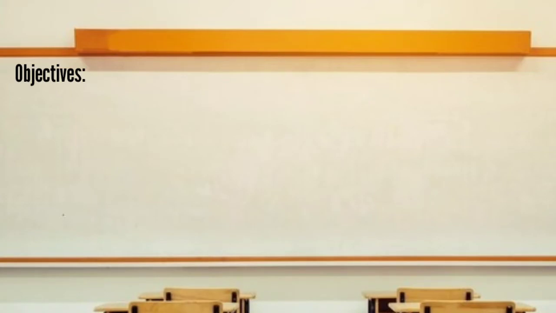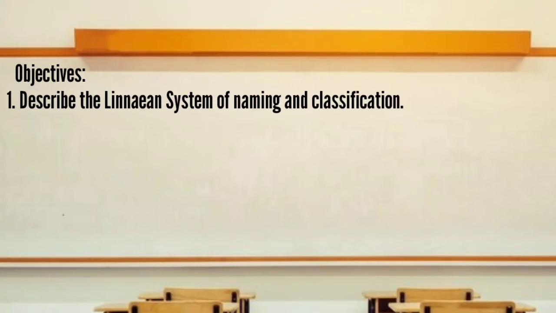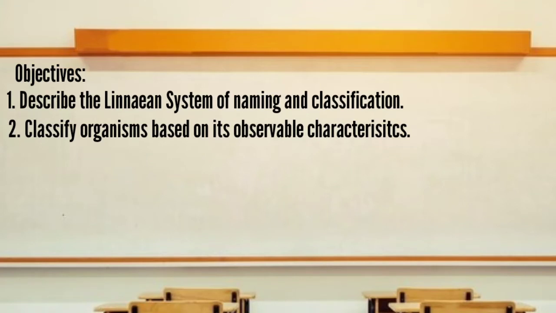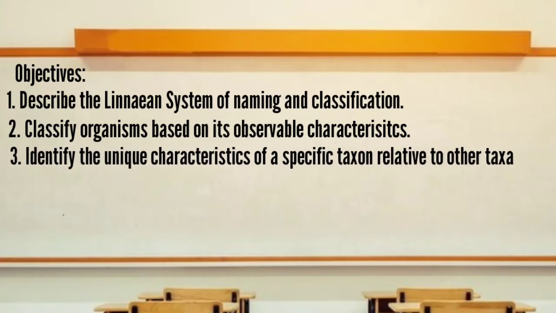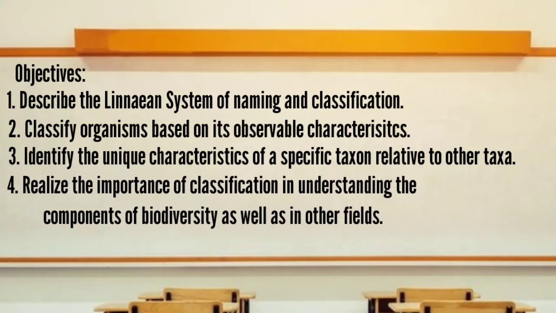At the end of the lesson, you are expected to: 1. Describe the Linnaean system of naming and classification. 2. Classify organisms based on its observable characteristics. 3. Identify the unique characteristics of a specific taxon relative to other taxa. And 4. Realize the importance of classification in understanding the components of biodiversity as well as in other fields.